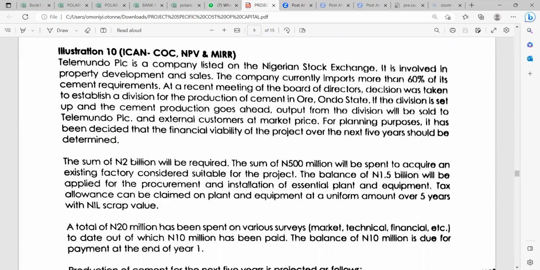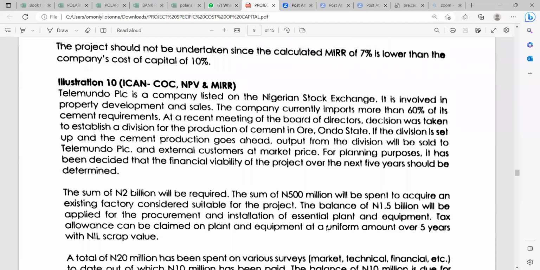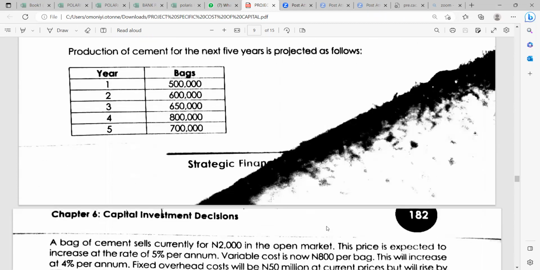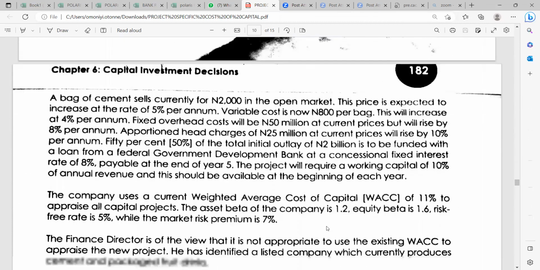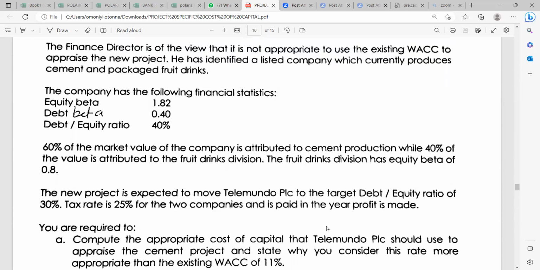Now, let's look at this company. I want us to dissect it one by one. Who is the main company in this question? Telemundo is the main company. Okay, who is the proxy company? You notice that you are not given any proxy company.